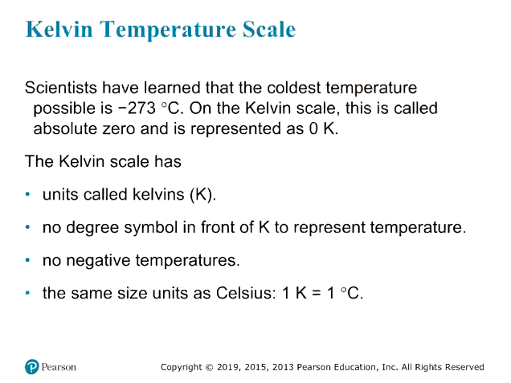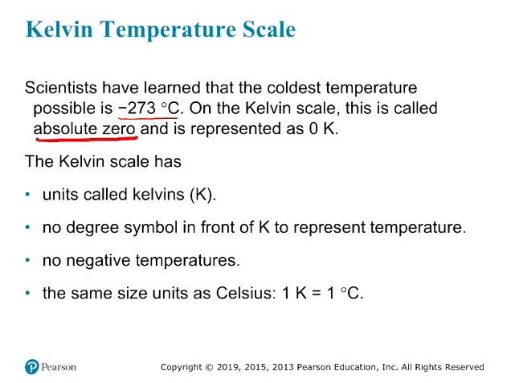So scientists learned that the coldest temperature possible is negative 273 degrees Celsius. Now on the Kelvin scale, again, this is 0 Kelvin, or what we also refer to this as is absolute zero. Now the Kelvin scale has units called kelvins, super easy to remember. And we abbreviate that with a capital K.